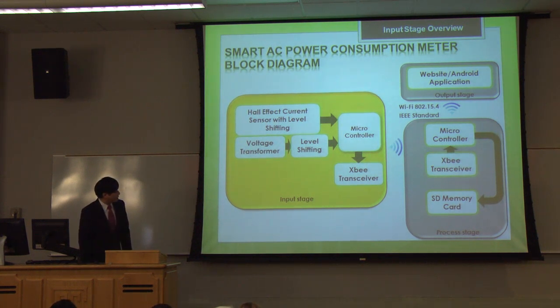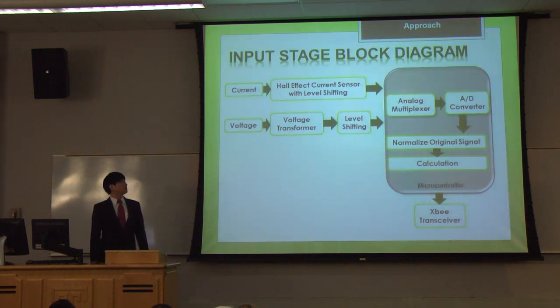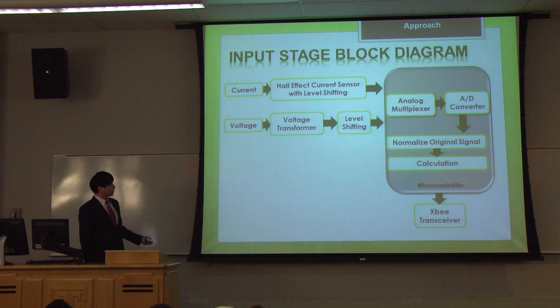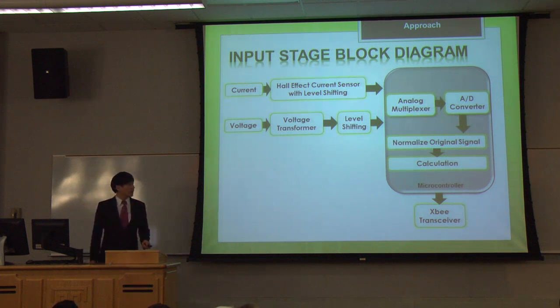So now I'm going to talk about the input stage. This is the block diagram of the input stage. We have a Hall effect current sensor with level shifting, a voltage transformer and level shifting, and a microcontroller and XBee transceiver.